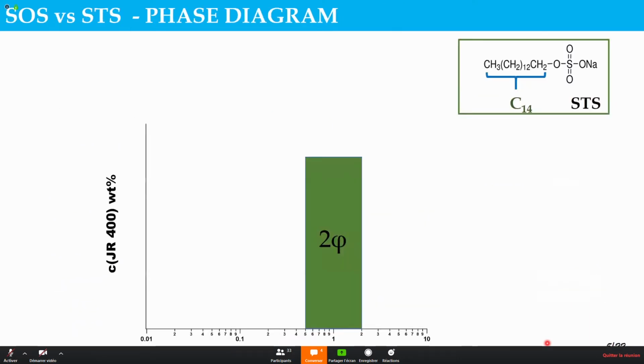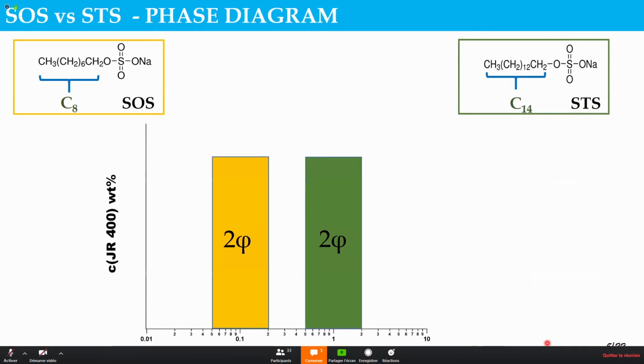The first thing that we can see is the phase diagram. And as you see here, when we work with STS, you have the two phases region that is centered at zeta 1, where zeta 1 basically means that we have the same number of charges between the polyelectrolyte and the surfactant. But when we work with the SOS, this two phases region is shifted, and it's shifted to a low value of zeta because it's centered at 0.1.